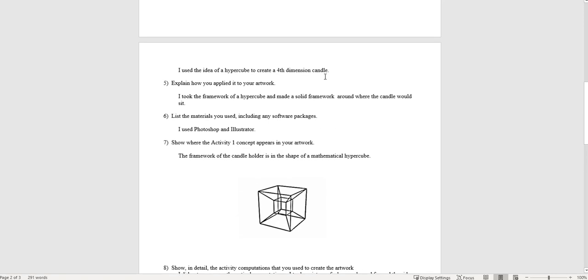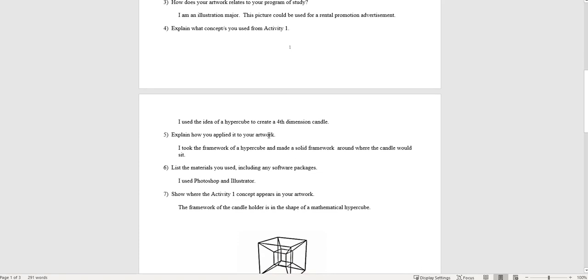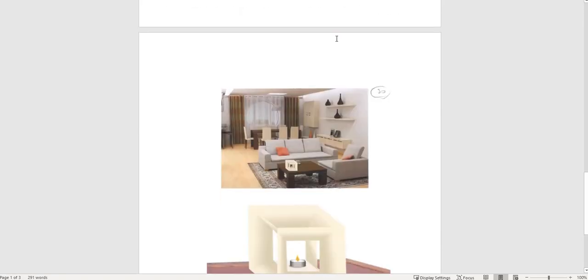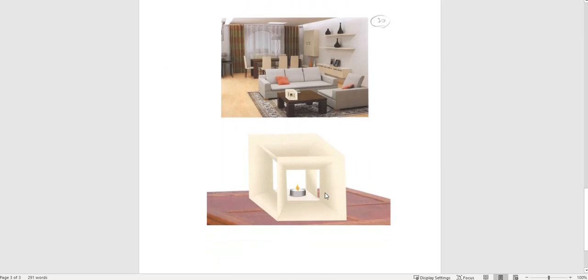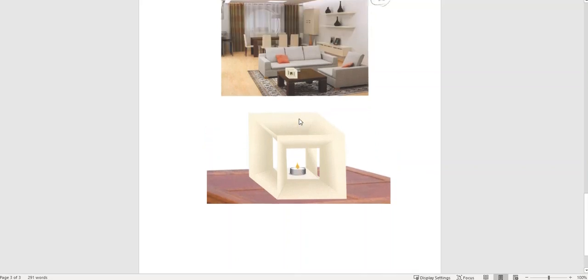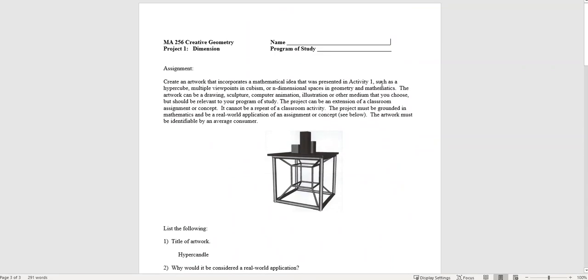So this person did a hypercube to help them mold the shape of the candle, and they did it in Photoshop and Illustrator. So we're going to get on here and look at the candle, right? So pretty obvious, and that's what I mean by, we recognize pretty easily what it is and what it's going to be used for. And they put this on the table. So again, this is very basic, nothing wrong with it. It's exactly what I'm looking for.